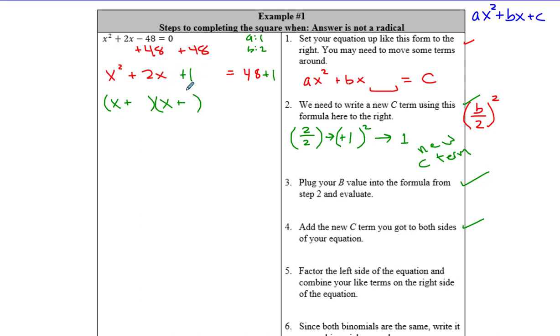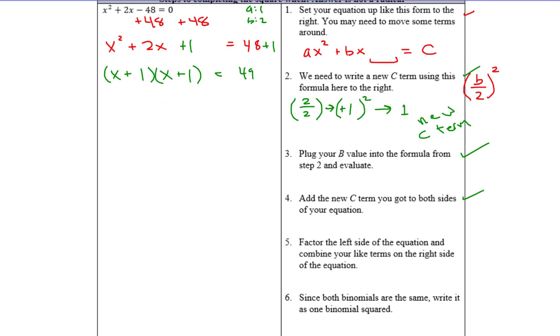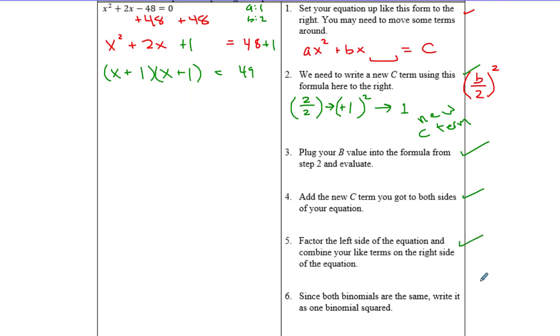In this case, our factors of 1 are just 1. So, that kind of looks like a C. We got 1 and 1. Okay, and then it says to also combine our terms on the right side. So this gives us a 49. All right, let's slide down a little bit. We checked off step 5.